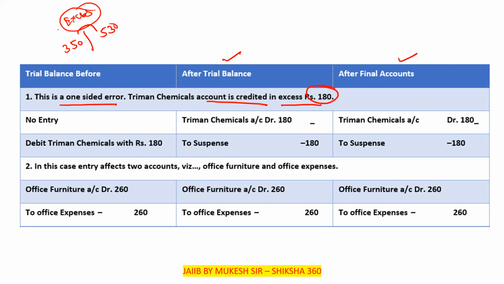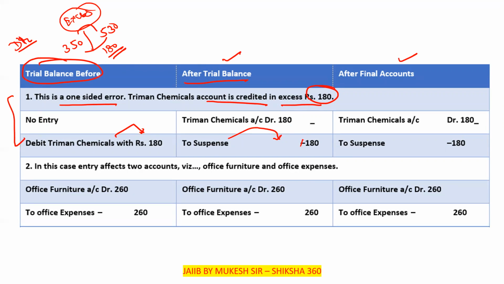So how can we rectify this entry? By debiting the account by the difference, which here is 180. By debiting Trim Chemicals with rupees 180 we are able to rectify the entry. Before the trial balance, we have to debit Trim Chemicals, and on the other side, the account we have to credit is the suspense account, clear?